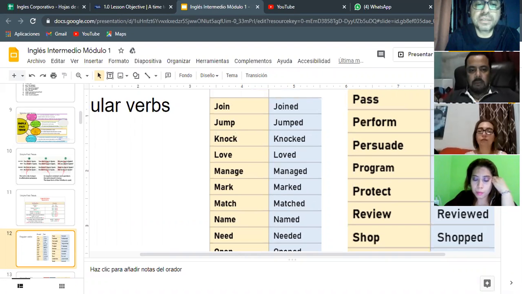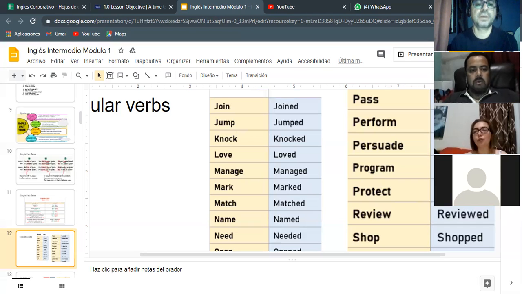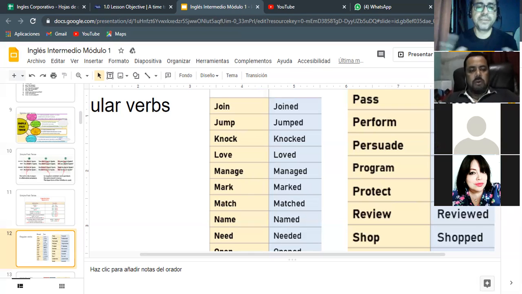So we're going to check first what is going to be the meaning of that one. Let's try in English. And then one person is going to give me an example with the simple past of the verb. So, for example, join. What is join? Reunirse. Meet with another person. Put together something or somebody, right? Join. Okay, let's see. Edwin, could you please tell me an example with the past of join?